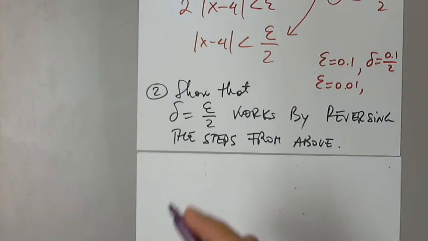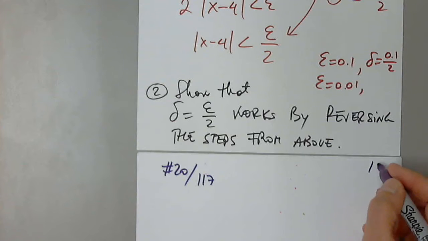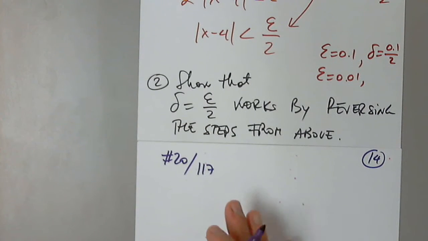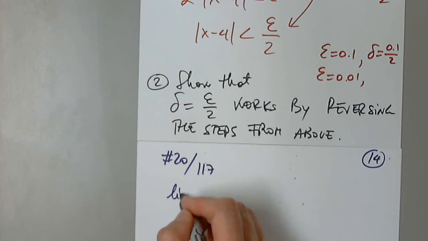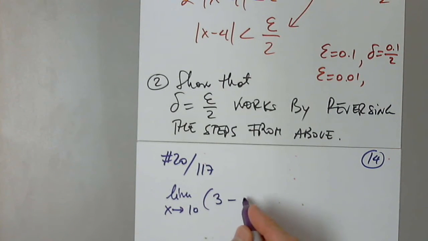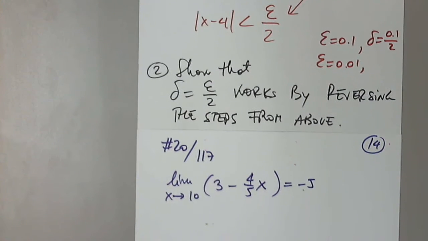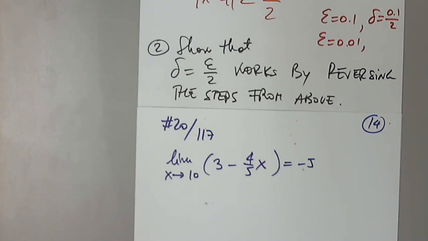Let's say 20. Draw my attention. Same page, 117. I know initially it looked terrible, but I'm sure. Is it 10? Yes, it's 10. The limit as x approaches 10 of 3 minus 4/5 x equals -5. Now I would like you to walk me through the steps here.